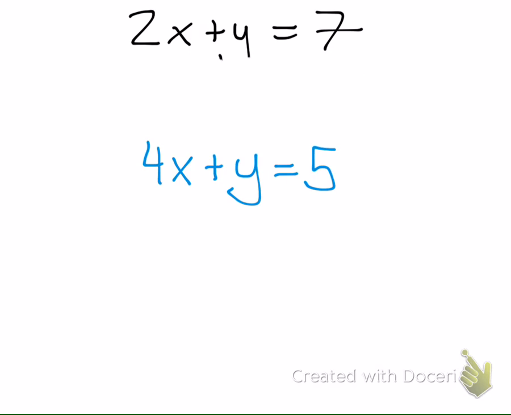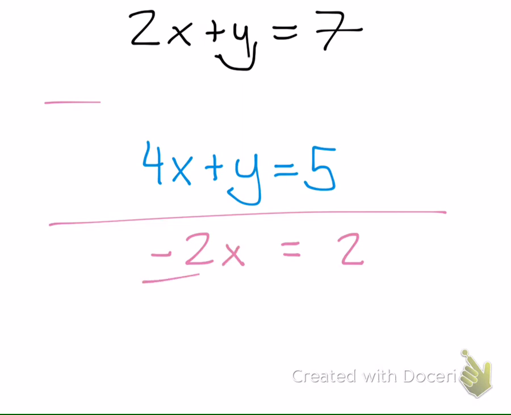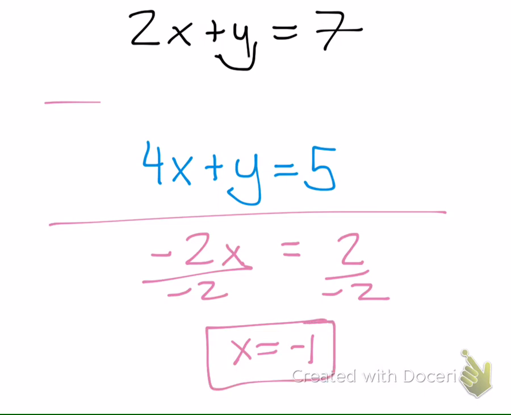So looking at these, I want to decide, am I going to add or subtract? There's no way I can eliminate the x's as they are right now. One's a 2 and one's a 4, but I have a 1y and a 1y. So you're obviously going to subtract. Right, good. 7 minus 5 is 2. Drop down the equal sign. 1 minus 1 is 0. It's eliminated. 2x minus 4x is negative 2x. And solve for x. You get negative 1. Positive divided by negative is negative.